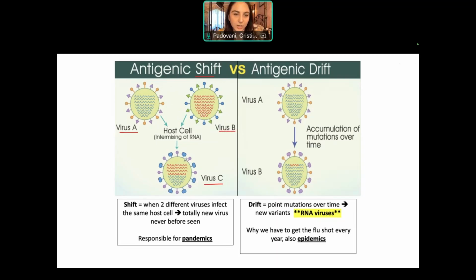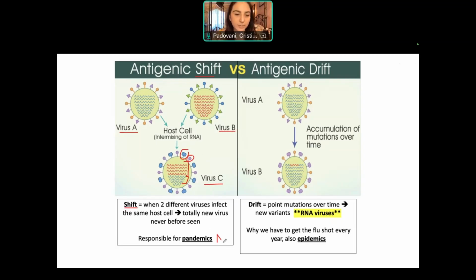So I like this because it shows, oh, here's 4 reds and then 4 blues. So that leads to a blue spike protein here and a purple one here, just a crazy mix of things that our immune system's never seen. So again, shift is when you get 2 different viruses that infect the same host cell, and then you get a totally new virus never seen before.